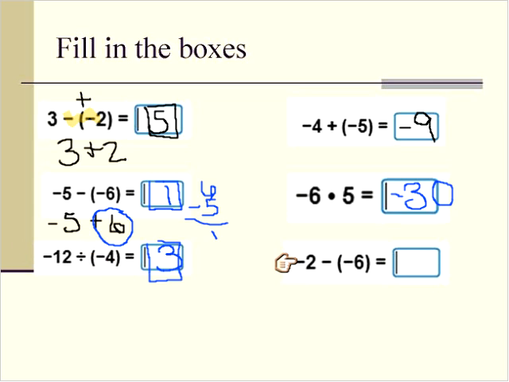And then lastly, again, I'm going to rewrite my problem because I do have two minus signs right next to each other. So that turns into negative 2 plus 6. And because one is positive and one is negative, I am going to subtract them. So 6 minus 2 is 4. And I'm going to keep the sign of the larger number. Well, 6 is larger than 2, and 6 was positive. So that is why my answer is going to say a positive 4.